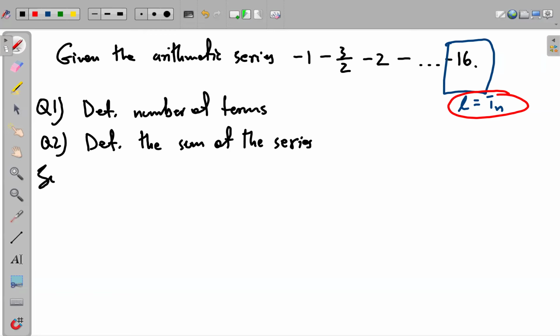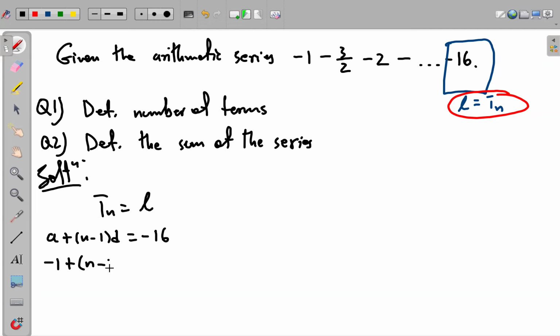So let's look at the solution. For the first question, we will use the fact that Tn is always equal to the last term. What is the general term for an arithmetic series or sequence? a plus n minus 1 times d. And what is the last term? Negative 16. Do I know the a? Yes, it's negative 1. Do I know the n? No, that is actually what I am looking for. Do I know the constant difference?